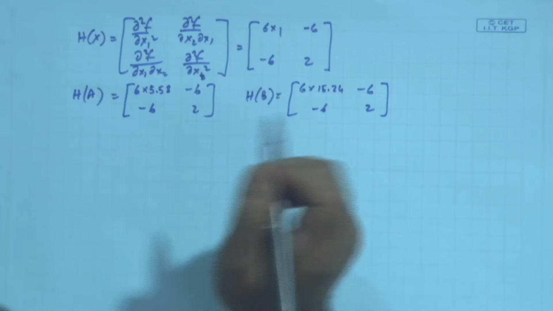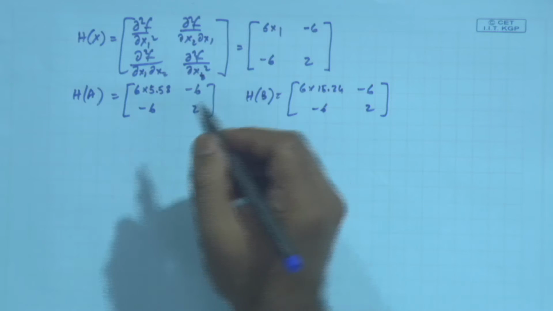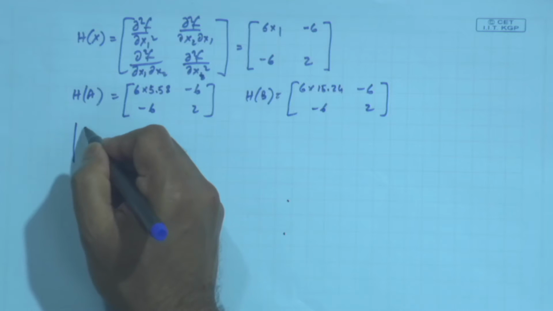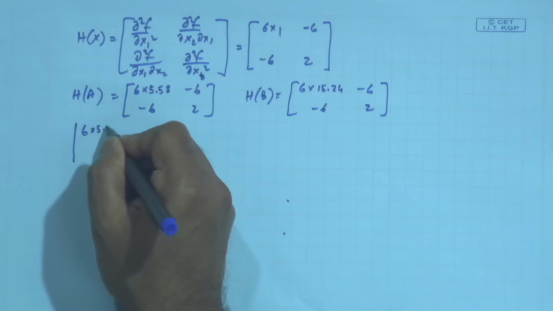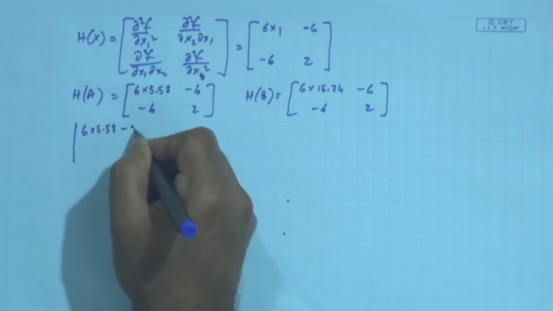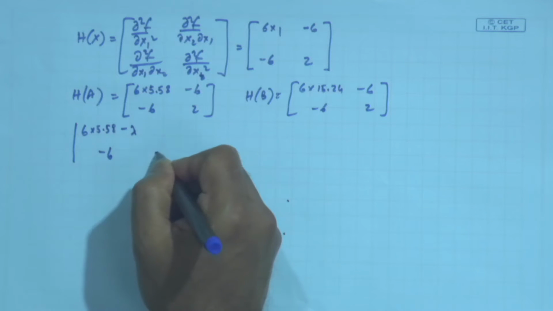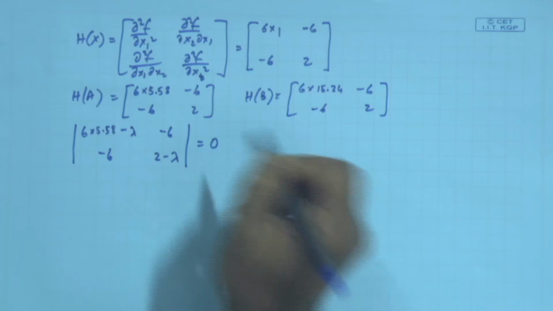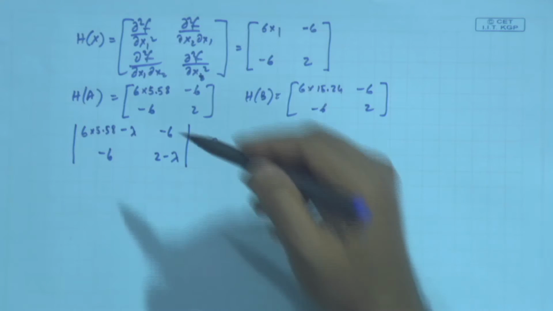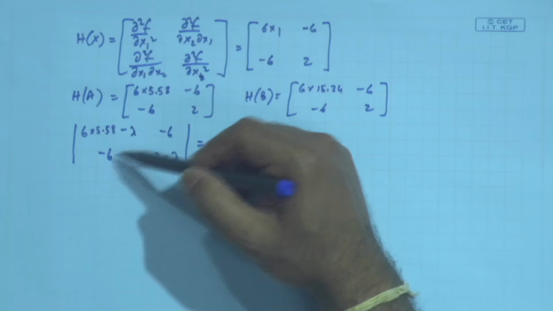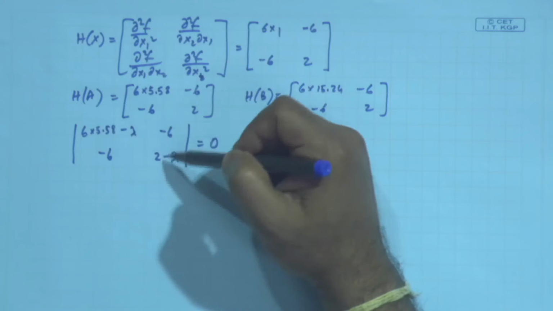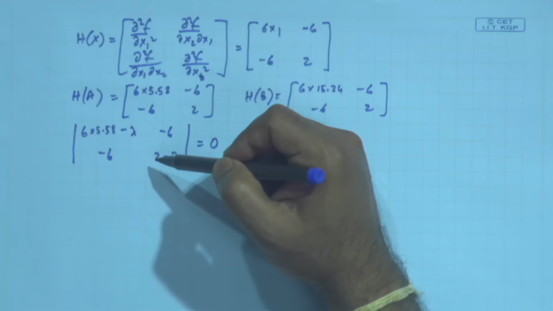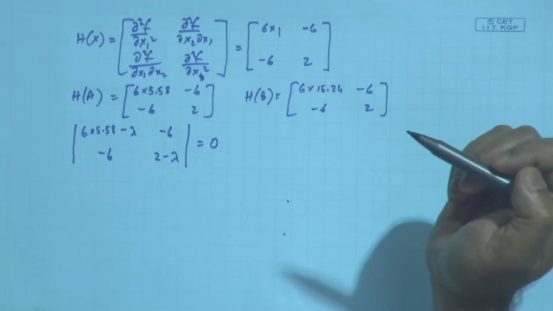Okay, can you find the eigenvalues of each of these? So you take the determinant, I don't know how much is that, but 6 times 5.58 minus lambda, minus 6, 2 minus lambda, minus 6. Determinant should be 0. So now compute the determinant. This times this minus this times this. You will have again a quadratic equation, and then solve that to find it.